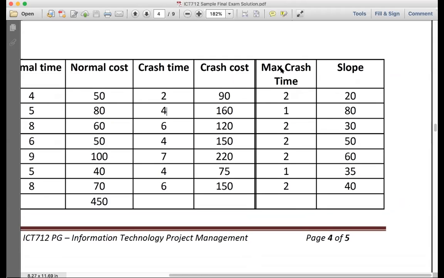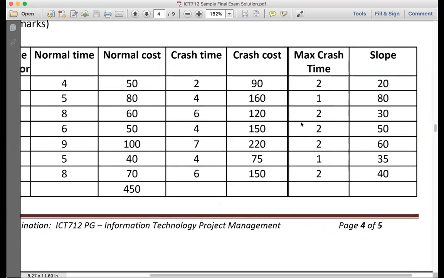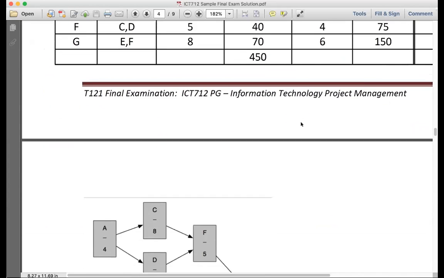And that's really the calculation I've just asked you to go and do, and you've done it really well. So you can see that's the information we know about what we can crash and how long we can crash it for. So now we go to the next step.